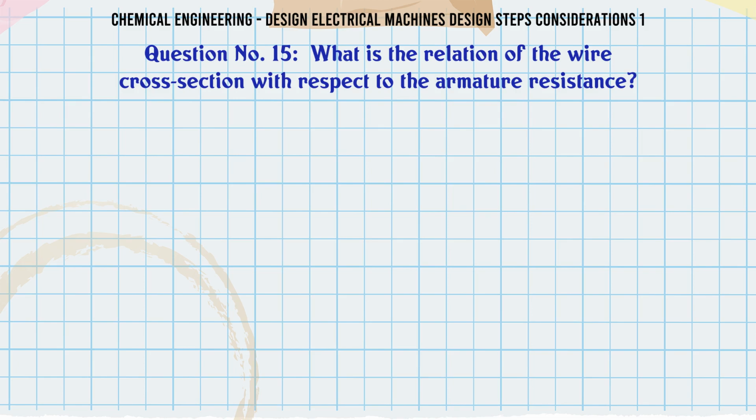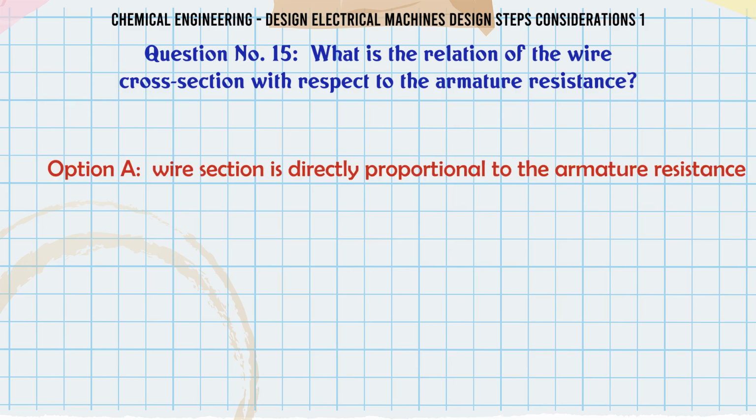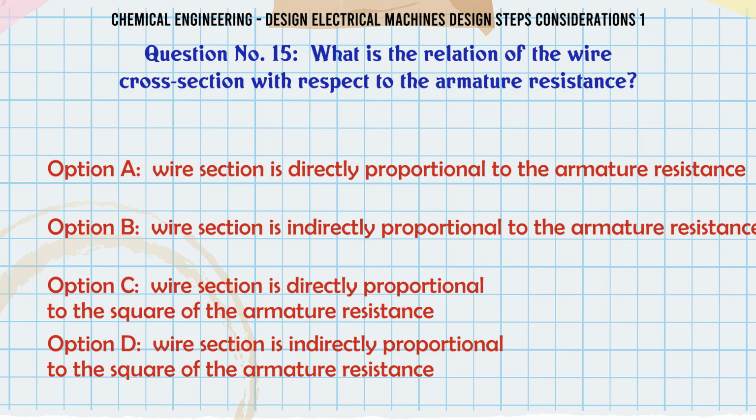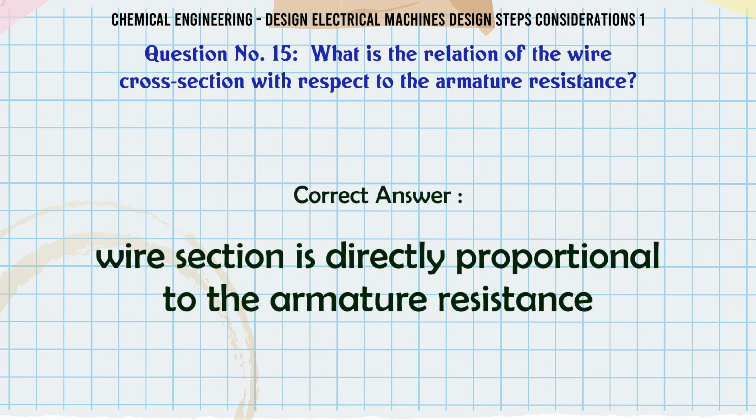What is the relation of the wire cross-section with respect to the armature resistance? A. Wire section is directly proportional to the armature resistance. B. Wire section is indirectly proportional to the armature resistance. C. Wire section is directly proportional to the square of the armature resistance. D. Wire section is indirectly proportional to the square of the armature resistance. The correct answer is wire section is directly proportional to the armature resistance.